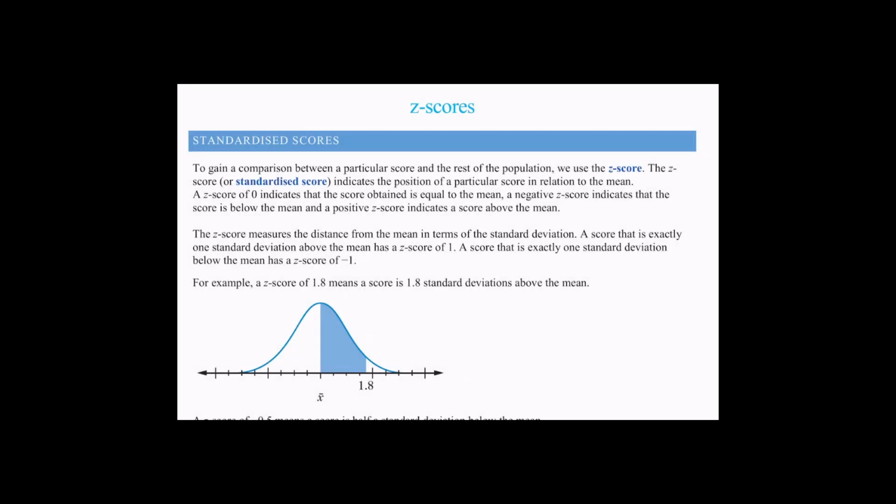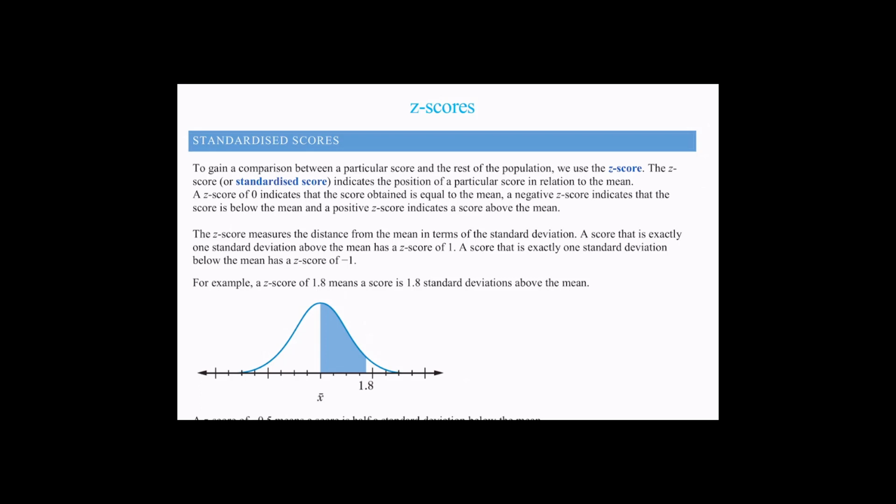So today what we're going to be looking at is Z-scores, or another term for it is standardized scores. We use Z-scores because we want to be able to compare different things. I like to think about it like if you did a test and maybe you got 15 out of 20 in a maths test and you got 18 out of 20 in an English test. Well, it might seem on the surface that you did better in English.